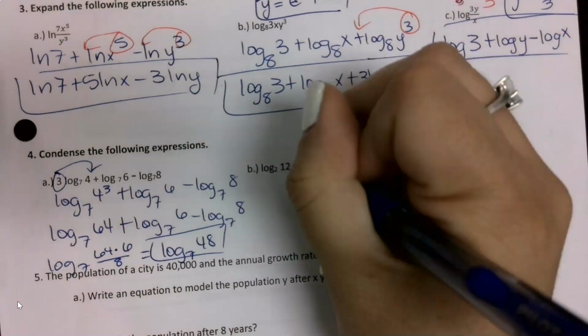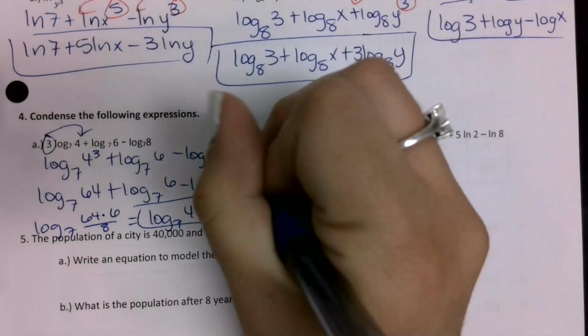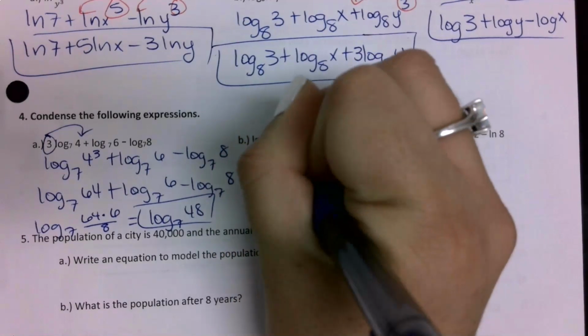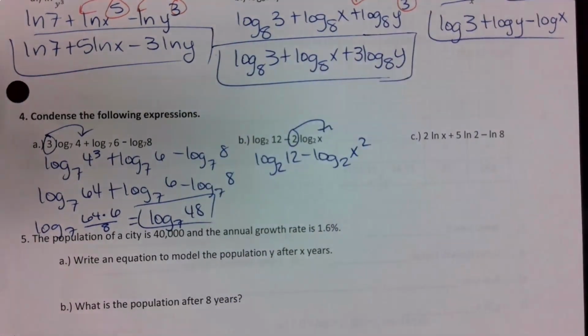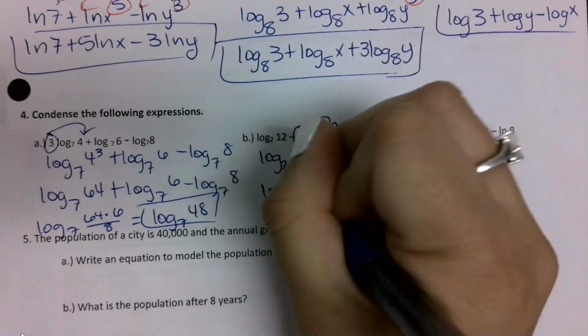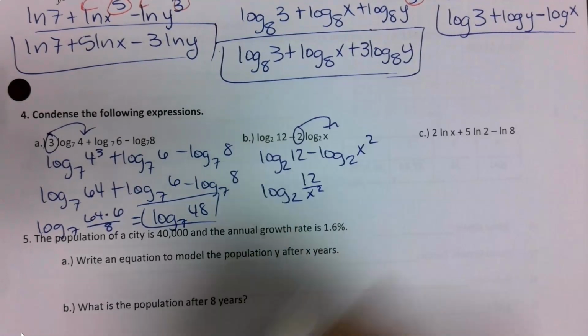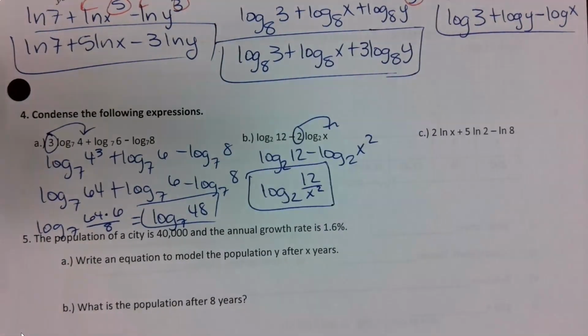Same thing on b. I want to move this as an exponent. So I want to go ahead and make this my exponent. So I have log base 2 of 12 minus log base 2 x squared. Because they're separated by subtraction, I want to go ahead and make this a fraction, and that is my final answer since I can't do anything with variables.